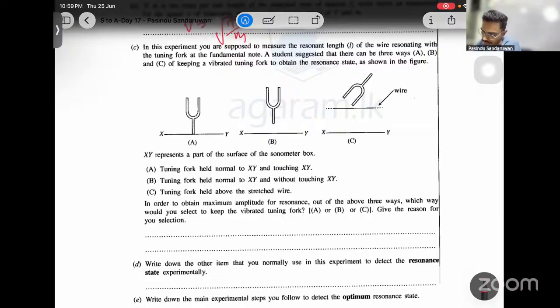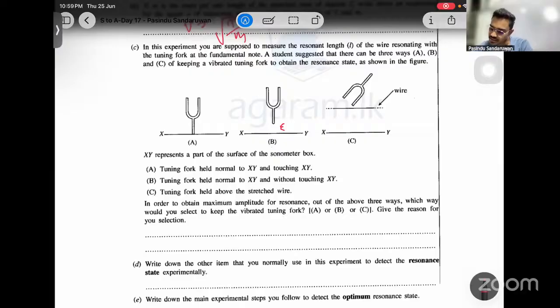In B, the tuning fork is held normal to XY without touching. And in C, the tuning fork is held above the stretched wire. In order to obtain maximum amplitude for resonance out of the above three ways, which way would you select to keep the vibrated tuning fork? A, B, or C? Give reasons for your selection.